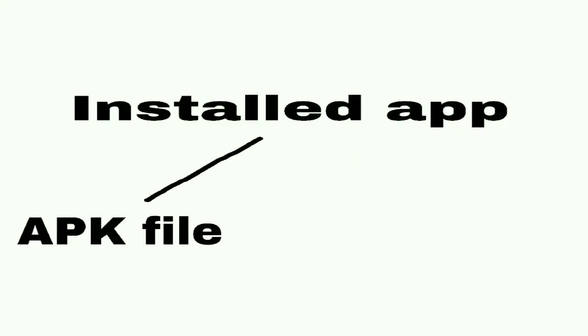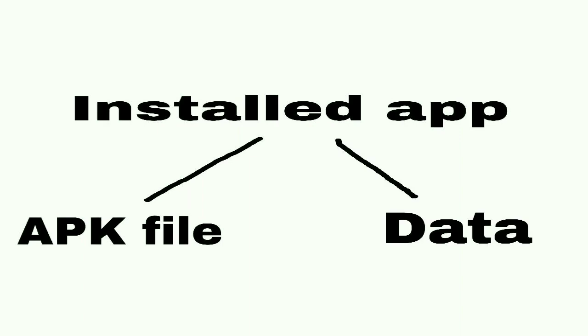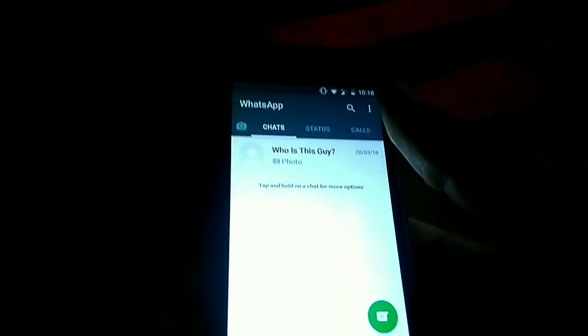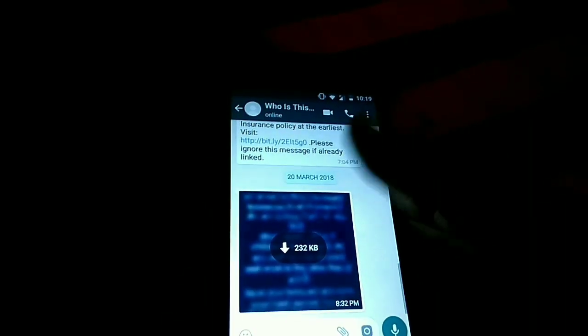I know this will be clear to many of you, but I just want to take a moment and elaborate on app data. See, an app that is installed on your phone has two parts to it. One, its APK file, and two, its data. Consider WhatsApp, for example. The chat messages are the data, and the application which is installed from the Play Store, that is the APK file.